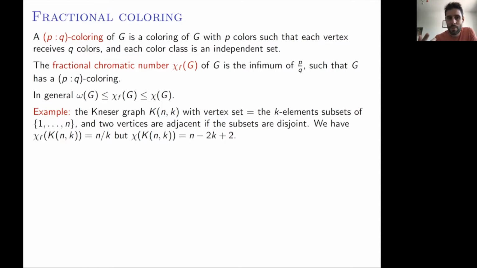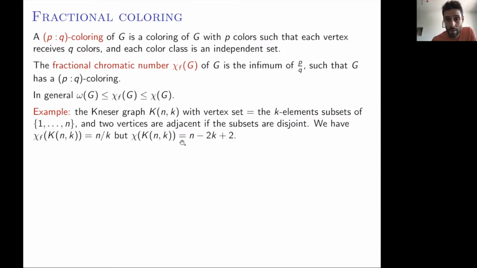It's very easy to see that the fractional chromatic number is at most n over k, because the names of the vertices are exactly their colors. But you can prove it is at least n over k. It's a classical result in extremal set theory. So the fractional chromatic number is exactly n over k.